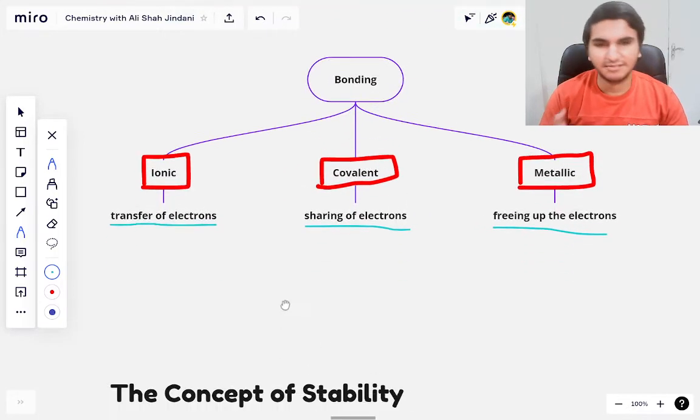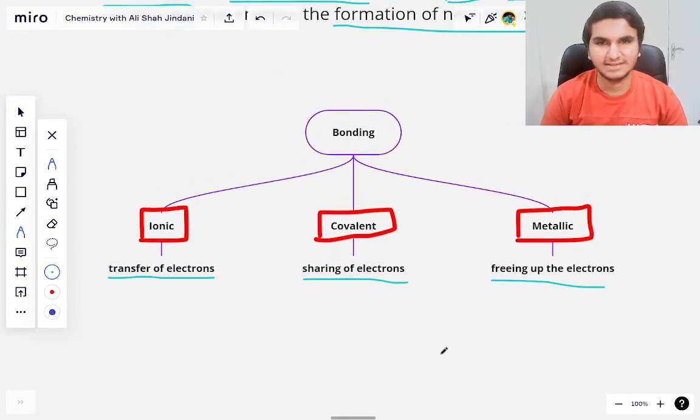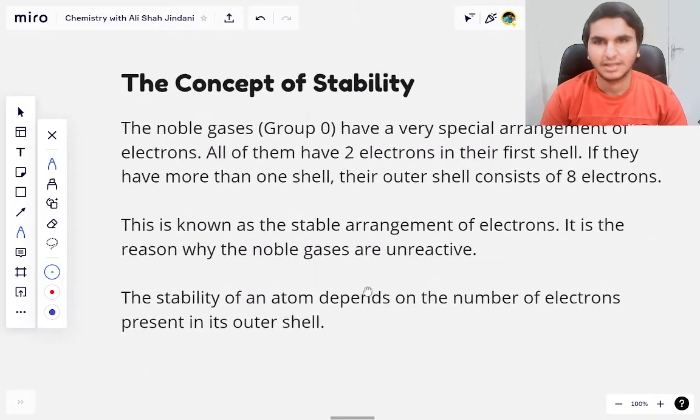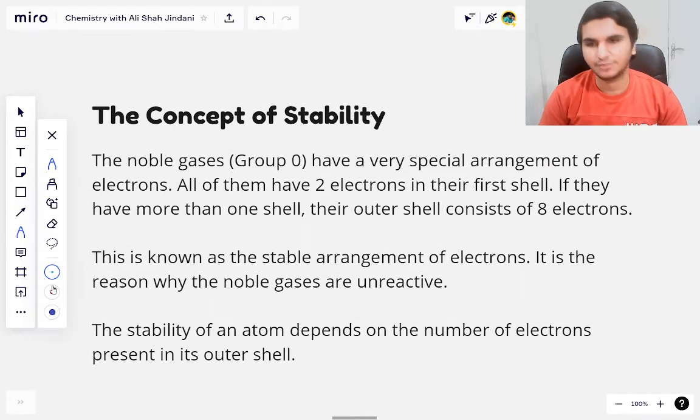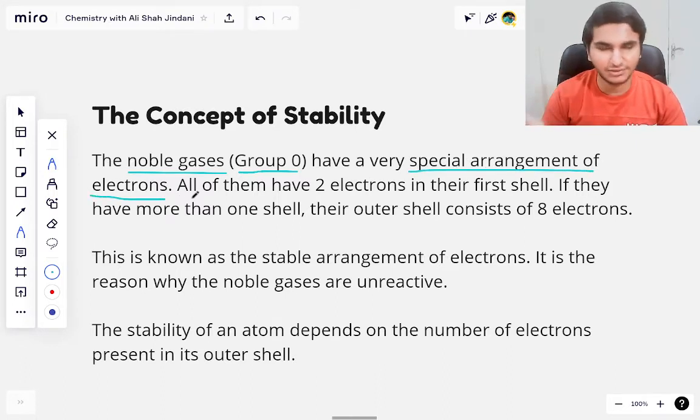Basically, let me tell you about stability first. These are the 3 types of bonding, and we are going to discuss each of them in their own separate chapter. Now comes the concept of stability. If you look at the noble gases, which are group 0 of the periodic table, they have a very special arrangement of electrons. In the last video, we discussed the arrangement of electrons, also known as the electronic structure.